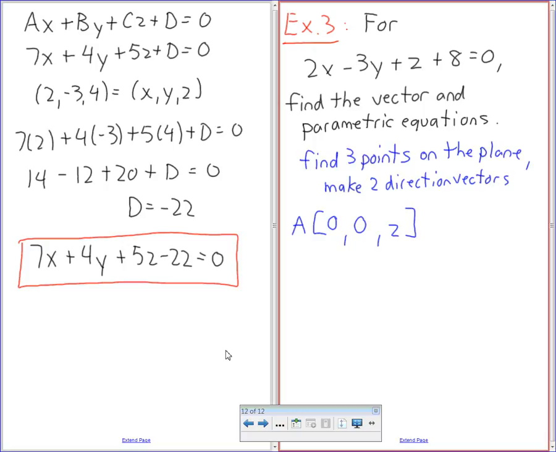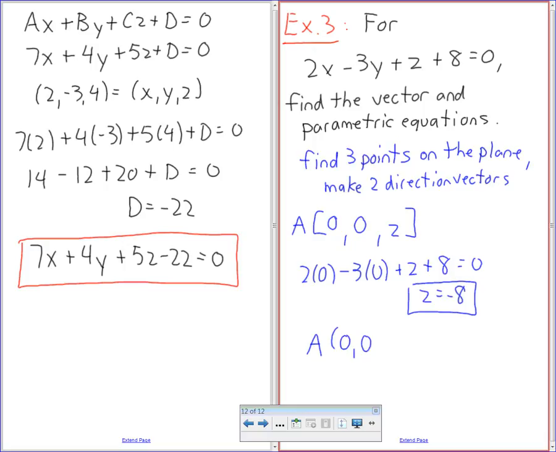Right? Yeah. So it's going to be 2 times 0 minus 3 times 0 plus z plus 8 equals 0. So z equals negative 8. So my first point, point A, is going to be 0, 0, negative 8.